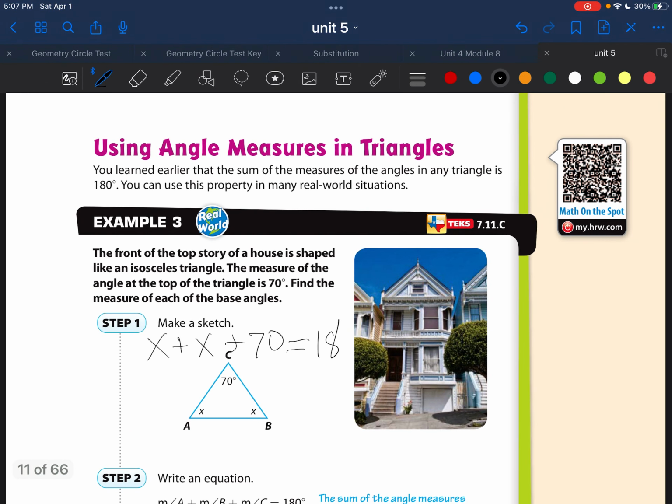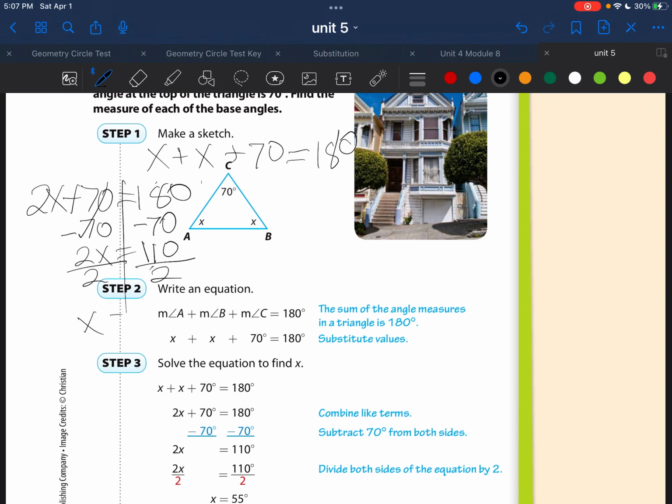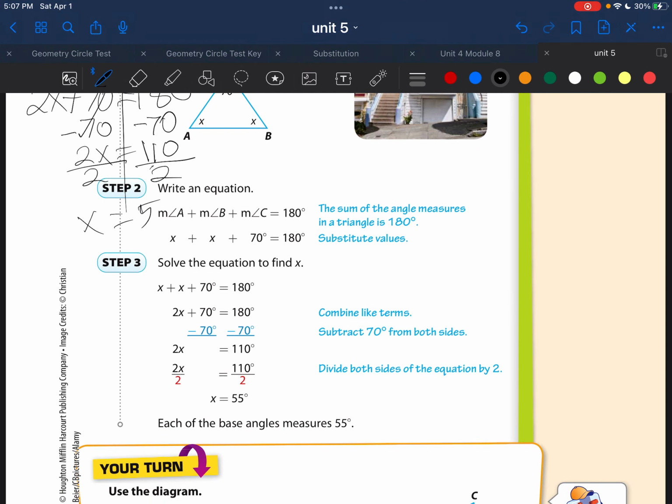Okay? So now I'm going to combine my like terms. So let's see. I have my variables. I have 2 x's. Then I have my 70. Then I have my 180. Okay? Draw my line. Locate my variable, do the opposite. If I do it to one side, I have to do it to the other. Cancel out, bring down what I have left. All right. Then I have 110. Then I divide by 2, and then my x equals 55. Yeah, that's what they got. That's what I got. Okay.